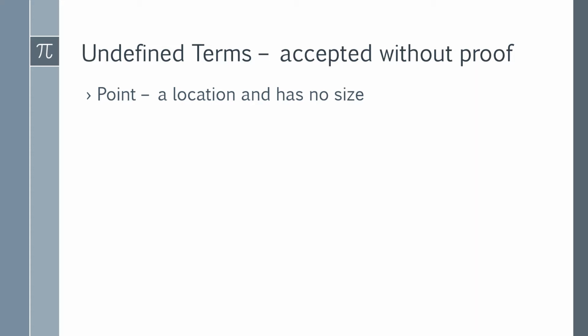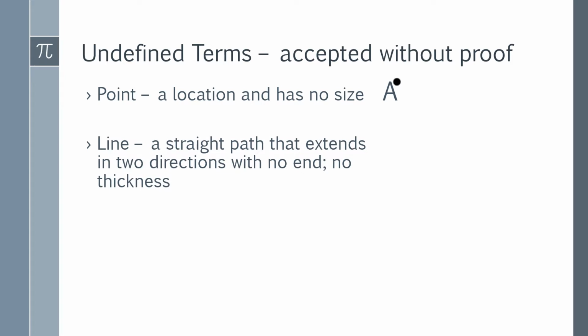When you denote a point, you have a dot with a capital letter next to it, which will be called point A. A line is a straight path that extends in 2 directions with no end. It has no thickness. So here's a line, and there are 3 ways that you can name this line.